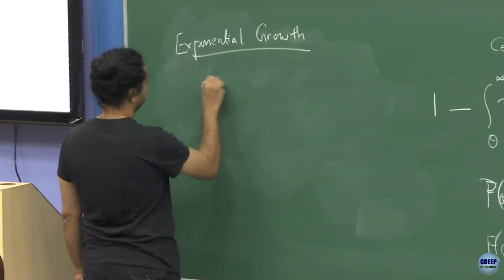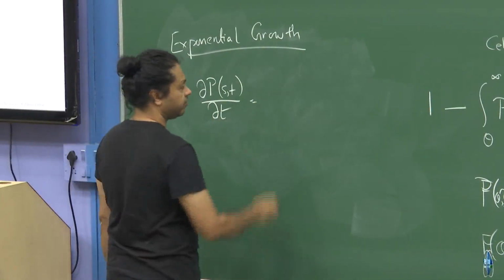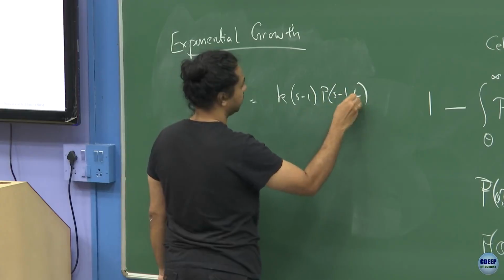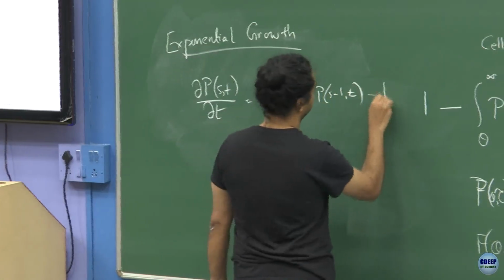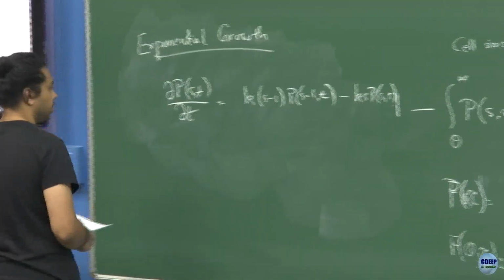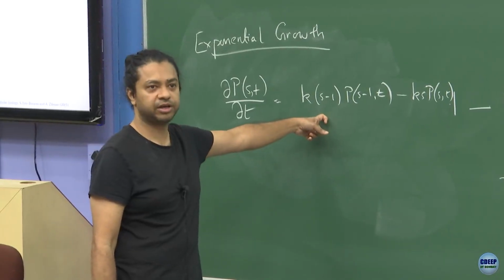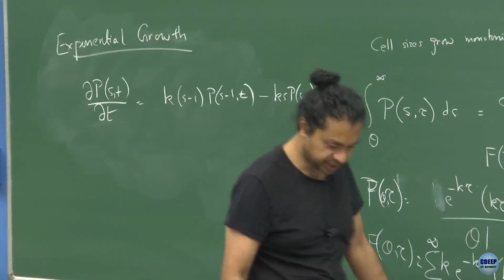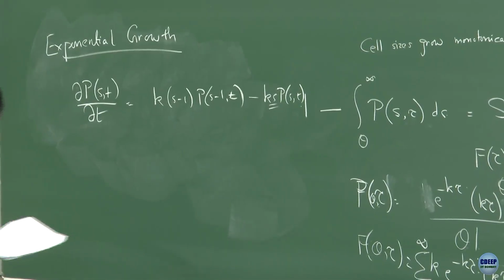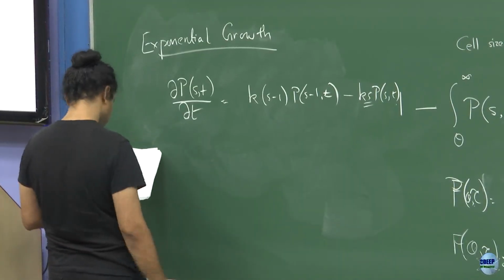So, del P of s by del t is k (s minus 1) P of s minus 1 comma t minus k s P of s comma t. Remember these birth processes, I think in quiz 1, where we had rates dependent on the size itself. So, this is a process like that. And you had solved this technically in the quiz, or at least it is there in the model solution. So, one can write this.